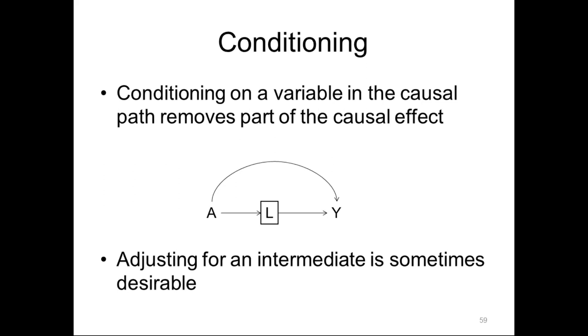We also think about conditioning on a variable in the causal path, right? So here, this is not a backdoor path, right? This is a direct path. So this is an intermediate. Right? L is an intermediate here. So are there times when we want to adjust for intermediates? Yeah, sometimes, right? So if we're thinking about mediation analysis, what we're doing is really adjusting for intermediates. We're trying to figure out how much of the pathway is through this intermediate and how much of the effect is through some other pathway.